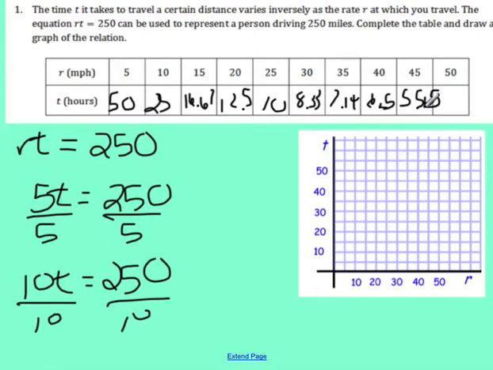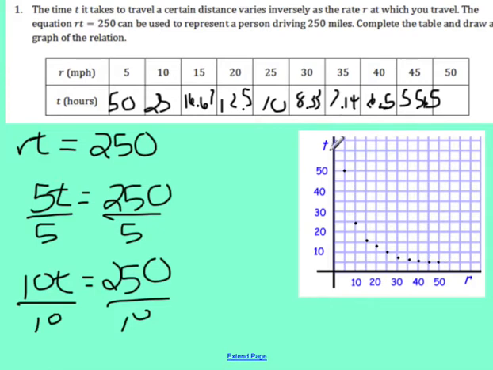So now I want to actually go through and graph these points. So we're going over 5 and then up 50. We're going over 10 and then up 25. We're going over 15 and up 16.67, which is going to be just above 16. Over 20, up 12.5, which is probably going to be about halfway. Over 25, up 10, which is about here. Over 30, up 8.33. Over 35, up 7.14. Up 6.25, up 5.56, and then finally we're at 5.